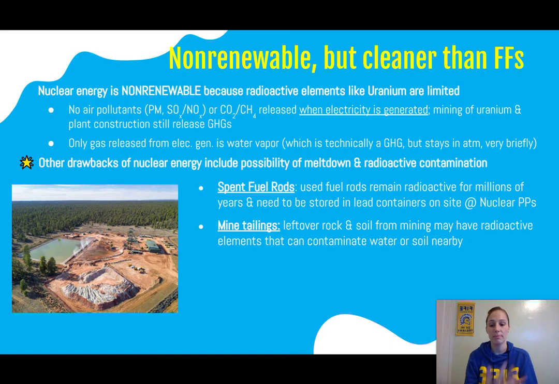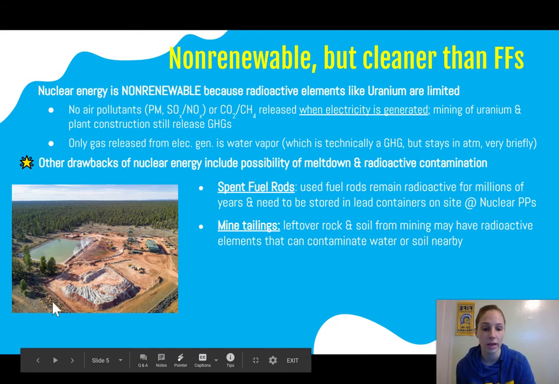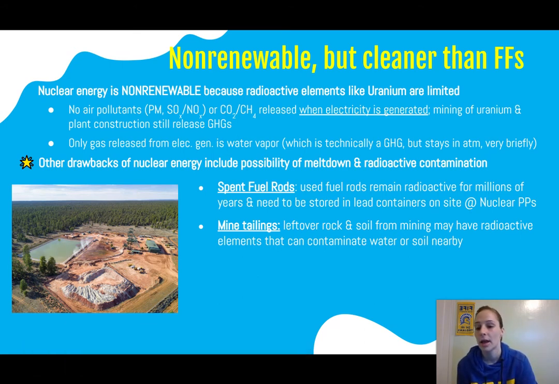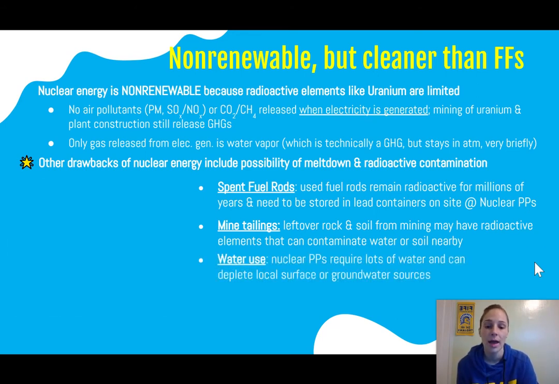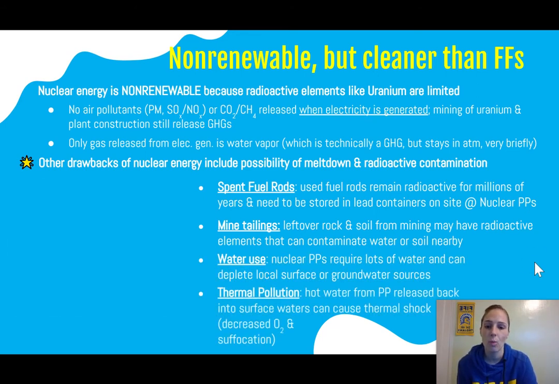So when we are mining that radioactive material, like we talked about with mining, you end up having leftover rock and soil and water that's going to be contaminated, that then is stored usually in these tailing ponds, which can flood and then contaminate local water or soil. And then additionally, water use is going to be a drawback. Nuclear power plants require a lot of water, and so they can deplete local surface or groundwater sources.